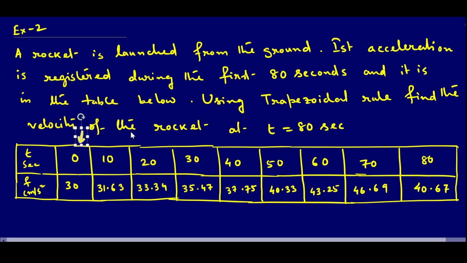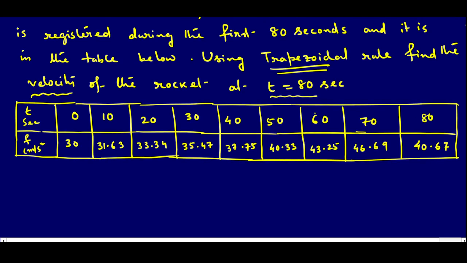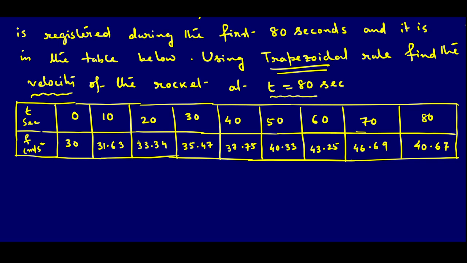So what to find? We have to find the velocity at t equal to 80 seconds, and by using which formula? Trapezoidal rule. So let's start then. See, this value is our y0, which is already given in the question, then y1. Similarly, y2, y3, y4, y5, y6, y7, y8. So here also 8 different arguments and entries are given.